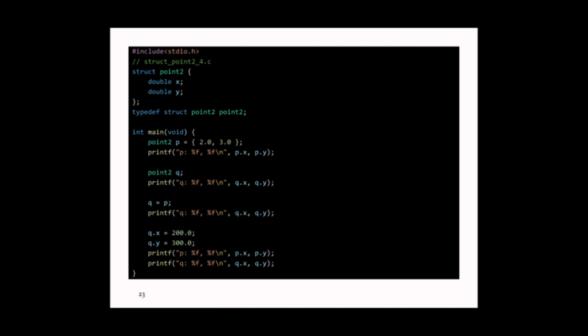If you change Q.x and Q.y, P doesn't change. Q and P really are separate point 2 objects. When you write Q equals P, they're still separate point 2 objects. Q.x is not the same variable as P.x, and Q.y is not the same variable as P.y. So if you change Q.x and Q.y, P.x and P.y do not change. So here we should get 2, 3, something, something, 2, 3, 2, 3, and then 200, 300.